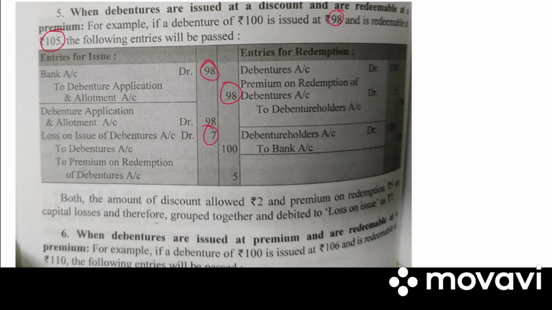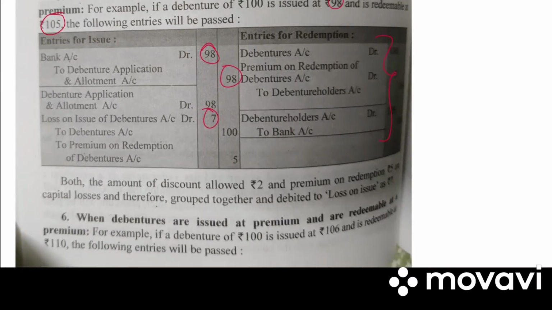And the entry of redemption will be the same as that of premium. That is debenture account, premium on redemption of debenture account to debenture holders account. And then it is debenture holders to bank account. Both the amount of discount allowed and premium on redemption are capital losses and therefore will be grouped together in the loss on issue. Okay.